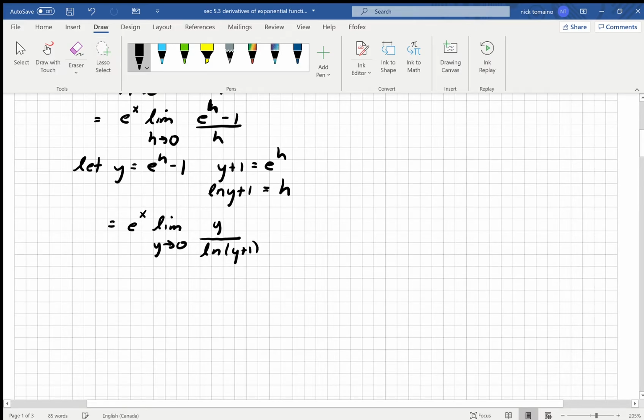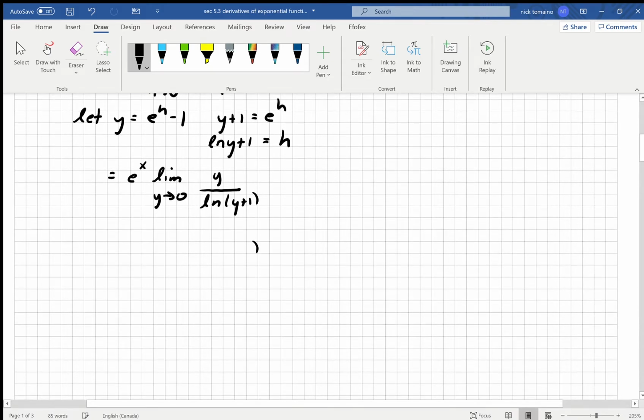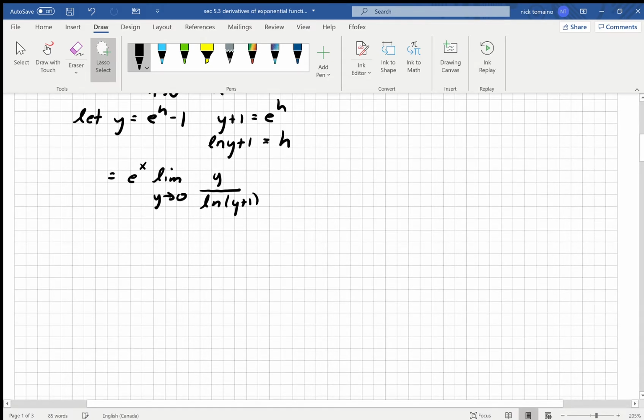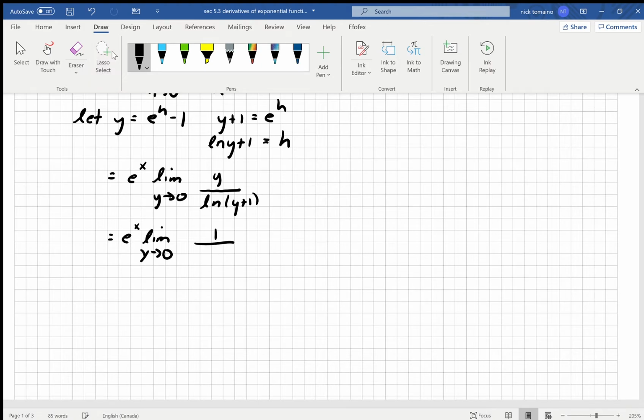Now we're going to do a little trick here. We're going to bring the y to the denominator, but when we do that, we have to write it as 1 over y, right? So we're going to get e to the x times the limit as y goes to 0. We're going to have 1 over y ln of y plus 1. All right, it's getting good.